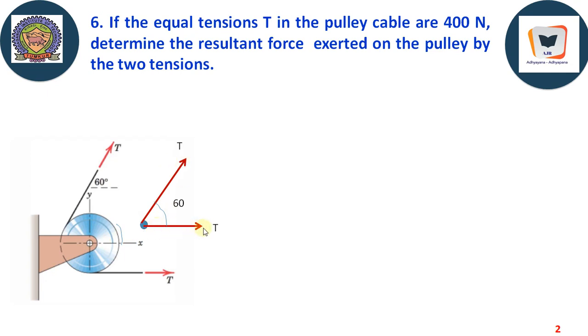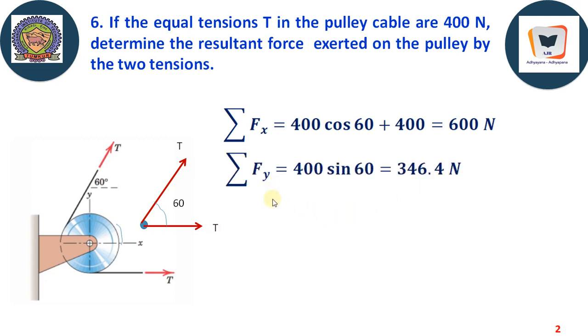This tension is written like this, and the angle between them is 60 degree, because this T makes an angle of 60 degree with respect to horizontal, and this tension is acting already horizontally. Therefore, it's a simple problem. Sigma Fx, the algebraic sum of horizontal forces, equals 400 cos 60 as far as this T is concerned, plus 400, a readily available horizontal force, which will give us 600 Newton.